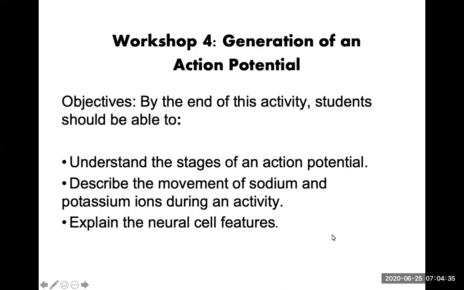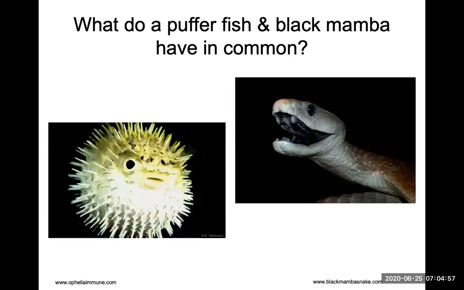By the end of this activity, you should be able to understand the stages of an action potential. You should be able to describe the movement of sodium and potassium ions during an activity that we'll talk about briefly here, but you'll also perform in a live Zoom setting, and you'll explain features of a typical neural cell. What do a pufferfish, which is this guy right here, he's puffing himself out, and a black mamba snake have in common? We will find out by the end of this activity.